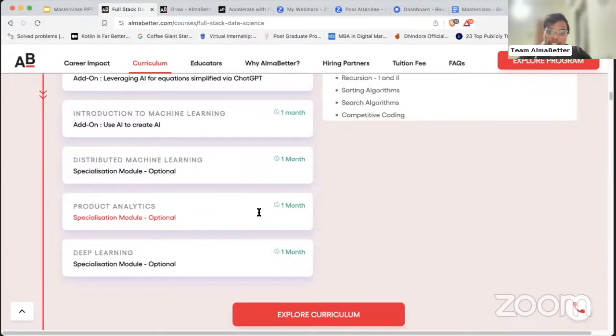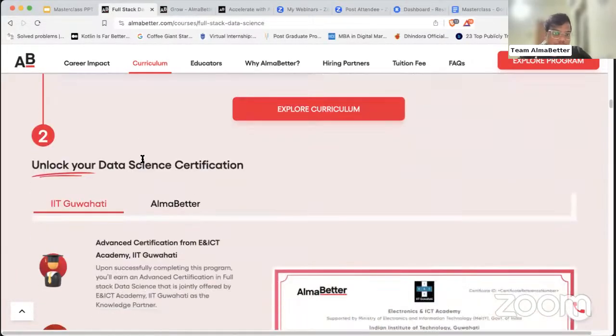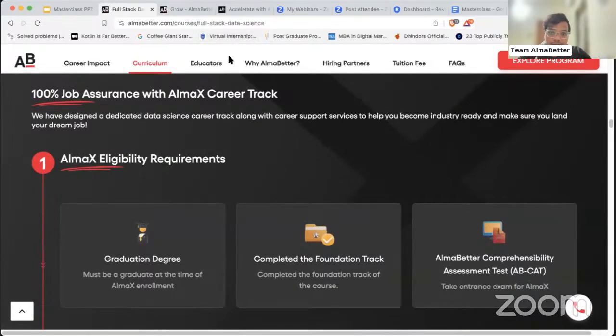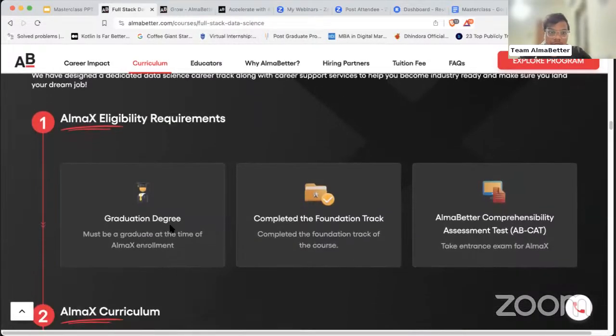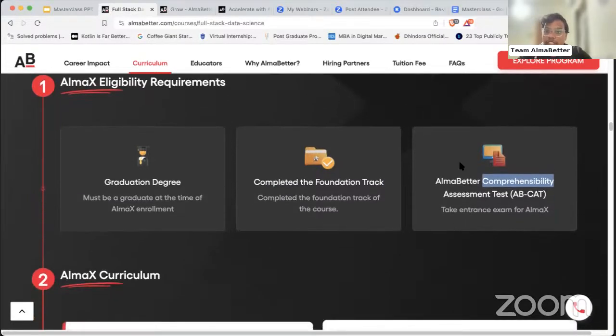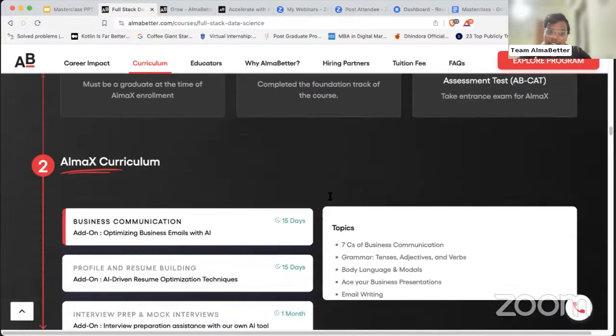So yeah, about Alma X. So here you can see. For Alma X eligibility requirements, first you have to be graduated. And the second thing is that you have to complete the foundation track. And we have our own test, AlmaBetter's AB CAT. You have to pass this. You have to pass these three things to get into Alma X.